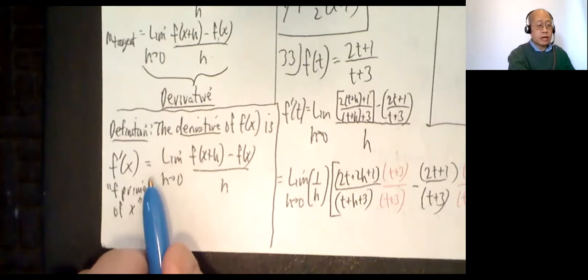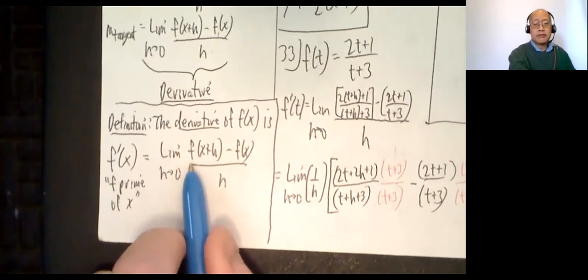Okay, so we're doing derivatives now. Okay, limit as h approaches 0, f of x plus h minus f of x all over h.